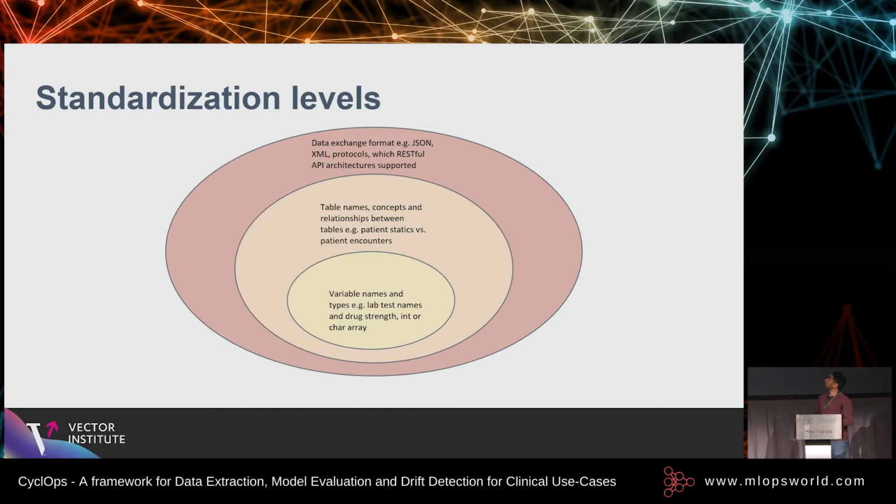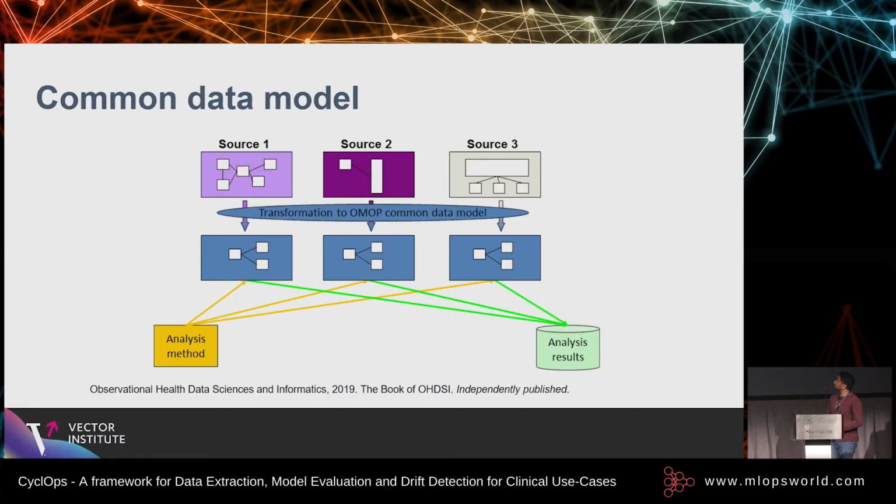And finally, how do you exchange this data? What kind of web standards can you use, like XML, JSON? What kind of RESTful API design do you want to use to actually share this data? So all of these need to be solved.